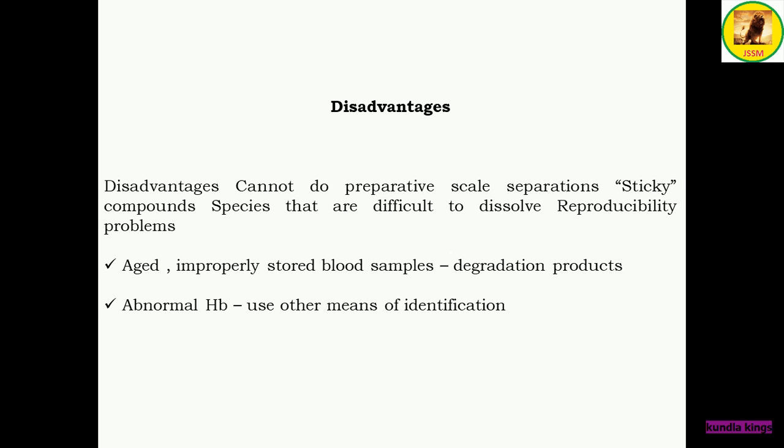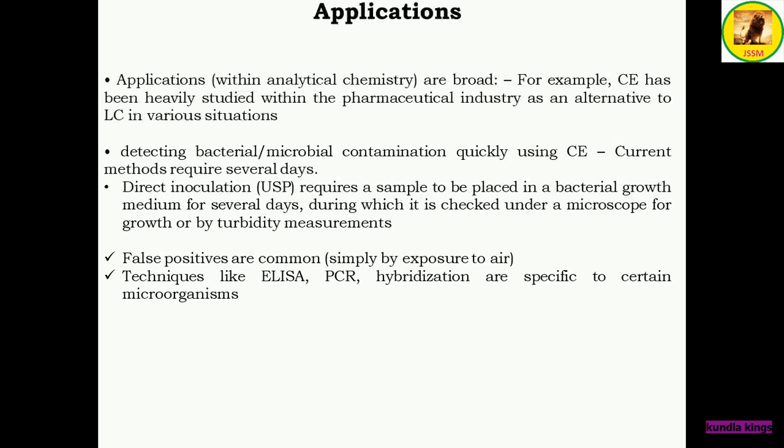The preparative scale separations, tricky compound species that are difficult to dissolve, reproducibility problems, aged, improperly stored blood samples, degradation products, abnormal hemoglobin, use other means of identification.